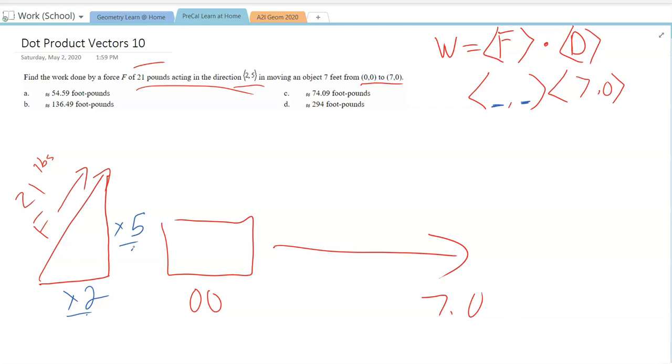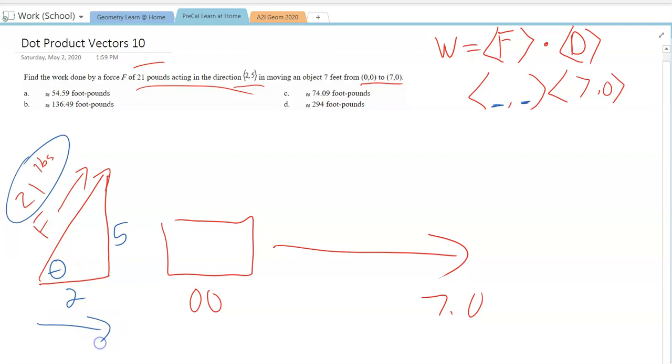You can go back and follow the last question on the instructions on how to find the component parts of this 21-pound force, how much it's going in the x direction and how far it's going in the y direction. Or an easier way to do this one is to do a little bit of trigonometry, find this angle using the direction vector. Once you know this angle, just do 21 times cosine of that angle to get your x component, and 21 pounds times sine of the angle to get your y component.